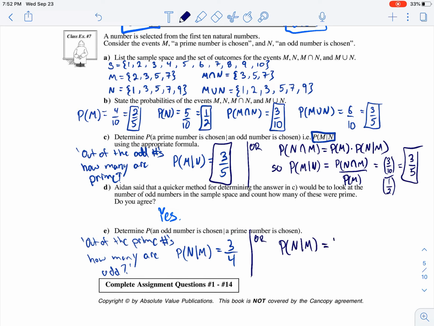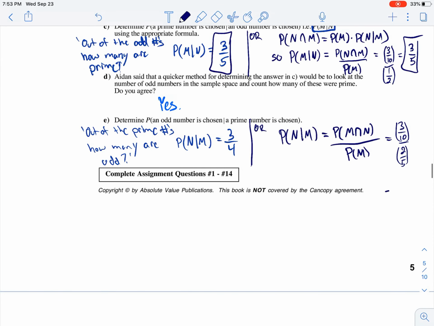So I'm just going to jump to the probability of N occurring given that M has already occurred, equaling the probability of M and N all over the probability of, which one would it be? Sorry, that should be an M. So that's 3 over 10 all over 2 over 5, which equals 3 over 4, which is again the same as what we had found before.